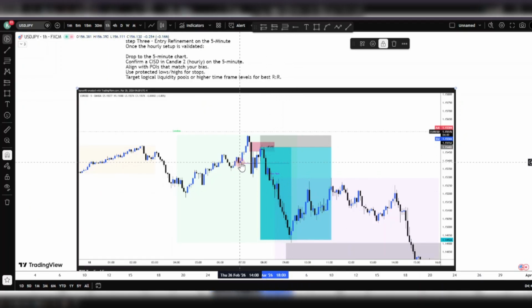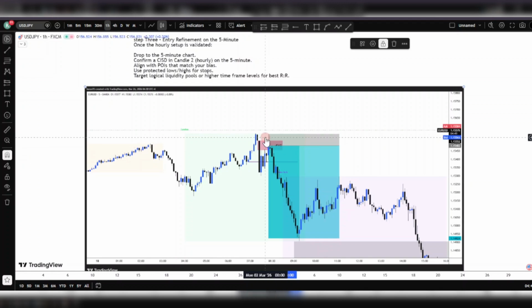So you can see this candle here confirmed our change in state of delivery, and you can see we had left a bearish fair value gap, and you can see price was respecting every bearish fair value gap. So our order flow was bearish. So we now took our entries from this point and continued lower.